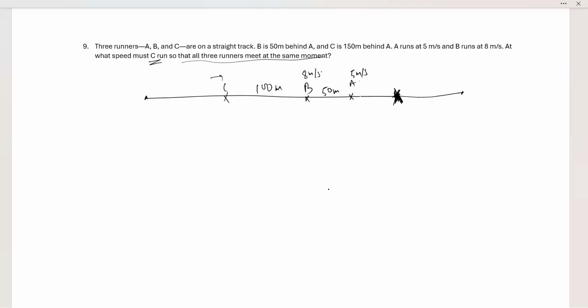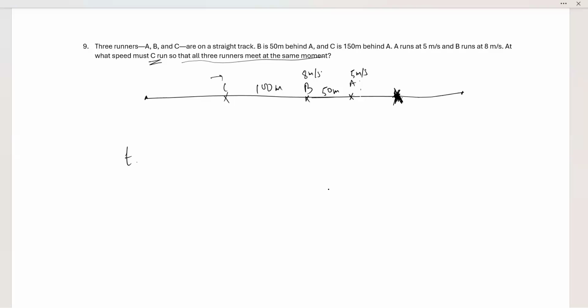So how do we go about it? First we need to find out the details about this point. Where is this point? Now for all of them to meet at this point, they have to be present at the same point at the same time. So in that case B will also overtake A. We'll see where B overtakes A. The distance between them is 50 meters.